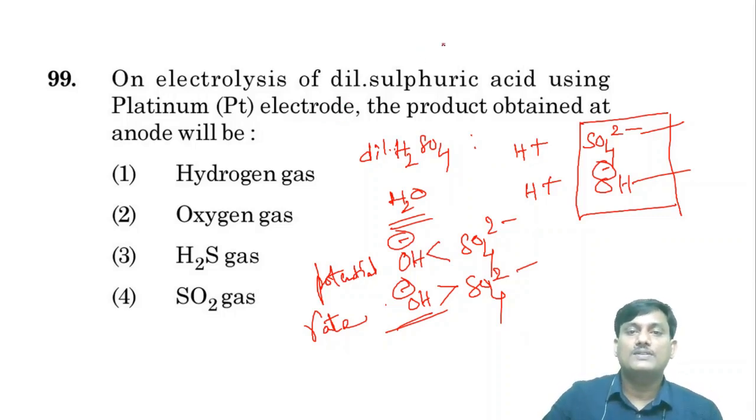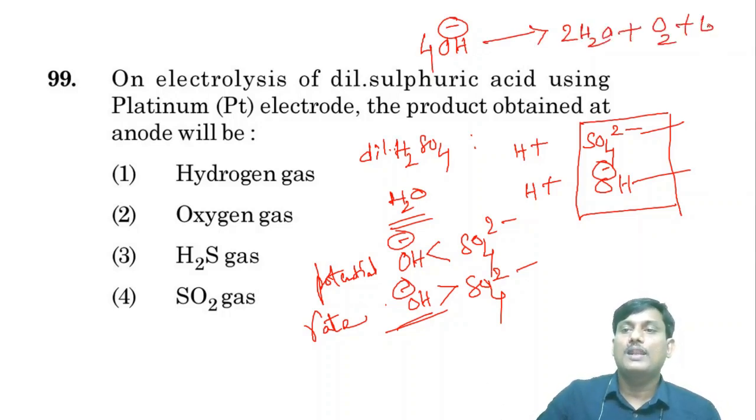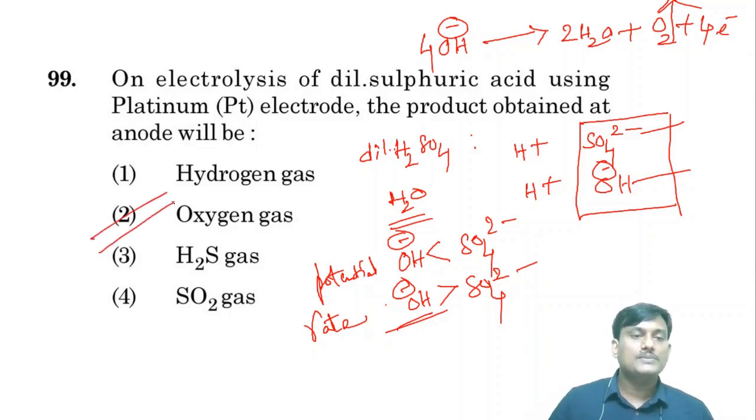OH minus ions. So what is the reaction? 4 OH minus gives rise to 2 H2O plus O2 and 4 electrons. This is the anodic reaction. At anode, there is a generation of oxygen. So what is the correct option? The second one is the correct option.